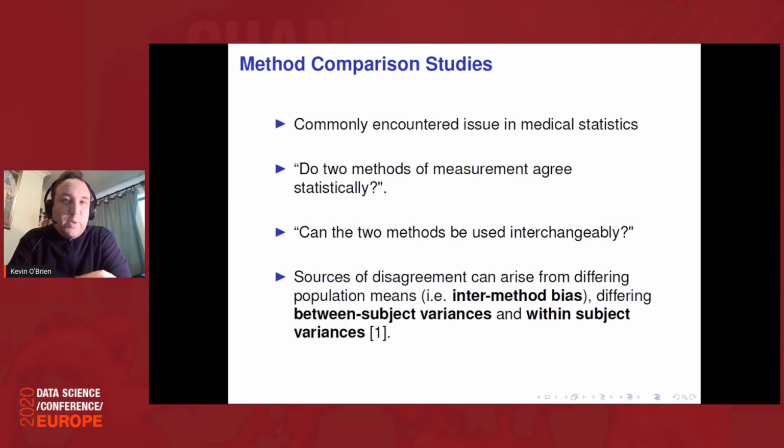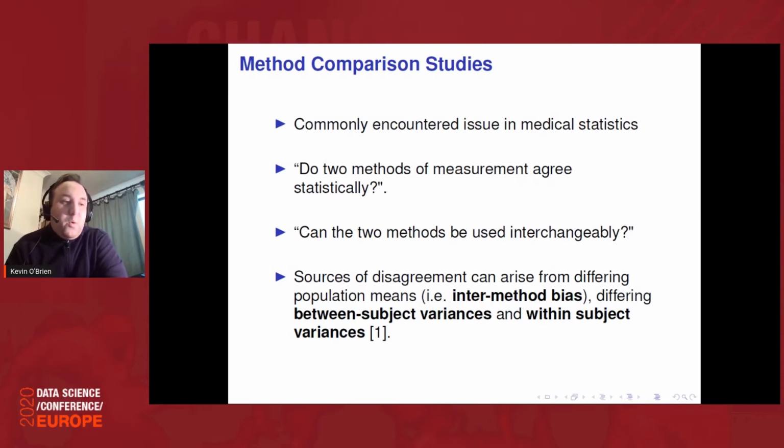The first question is a bit more practical. Do they agree with each other statistically? And that raises the question, how much tolerance do you have for lack of agreement? How close do they have to be in terms of agreement? So that's really it. The sources of disagreement are the key thing here.